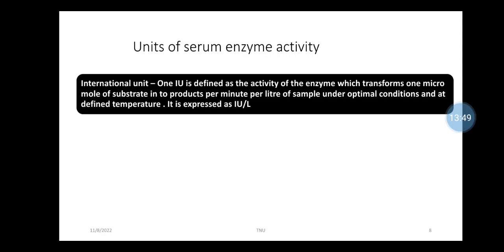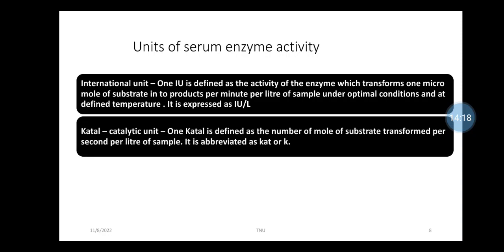Okay, how much product is produced in 1 minute, when 1 micromole of substrate is converted to product? So how much enzyme is required to convert 1 micromole of the substrate into the product? That is the one international unit.